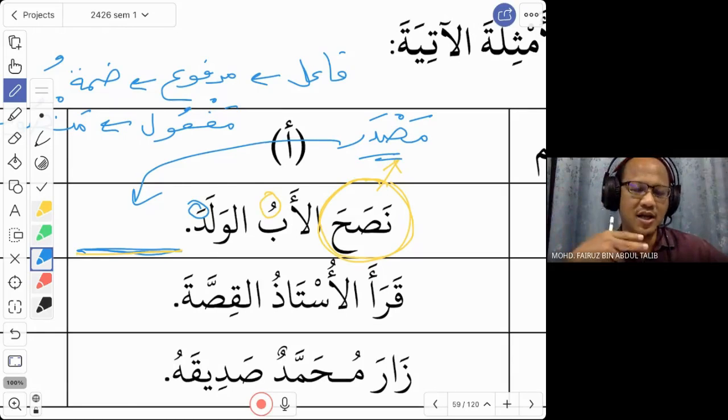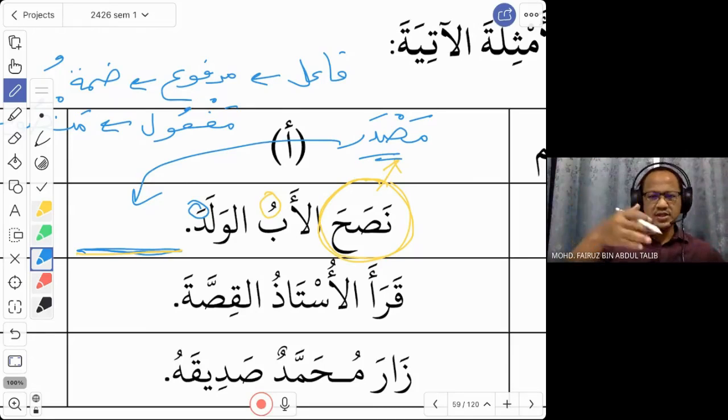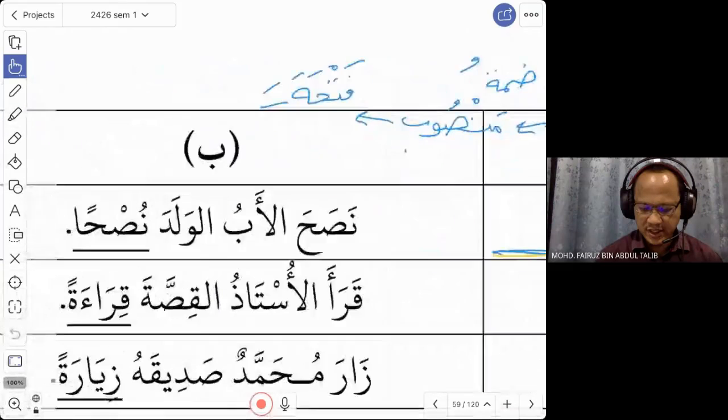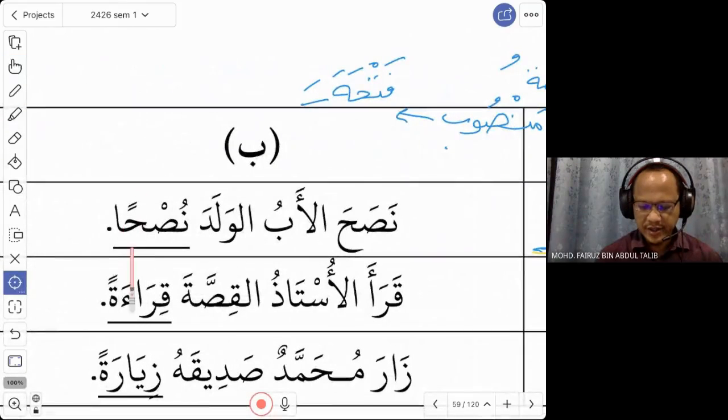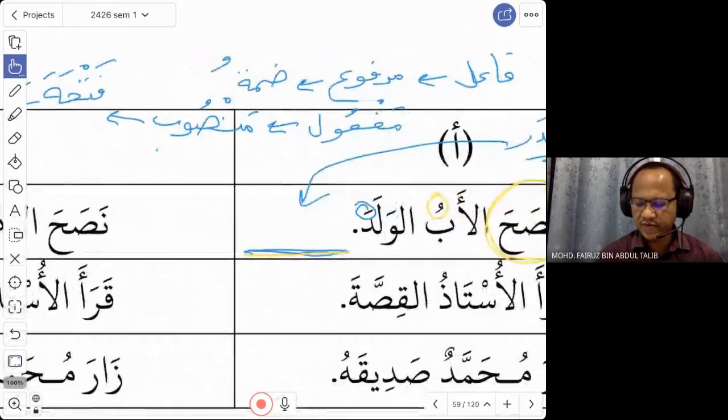Fa'ala, mufa'ala, jahada, mujahada, jihad, and so on. But since this is a three-letter fi'il, there is no wazan for that. You have to go to the dictionary. Then in the dictionary, they will give you several options. One of them is this word: nushun, non, sad, ha. So this is one of the masdar for the word nasoha.